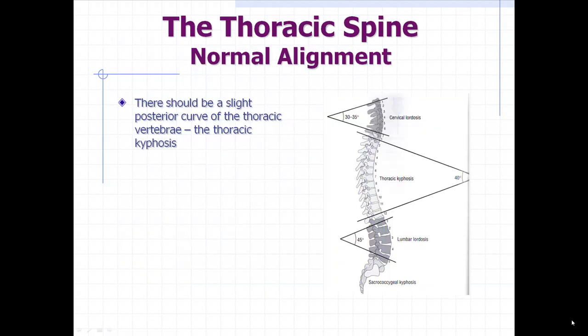When we look at the spine, it's a series of building blocks that all sit on top of each other, and the spine itself sits in a cervical lordosis. A thoracic kyphosis should demonstrate a gentle curve posteriorly, and then a lumbar lordosis.